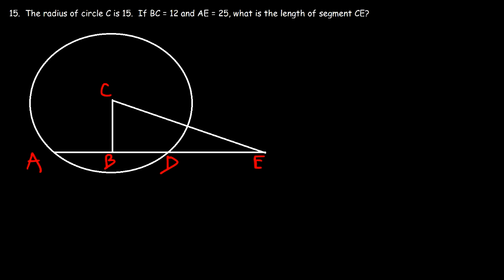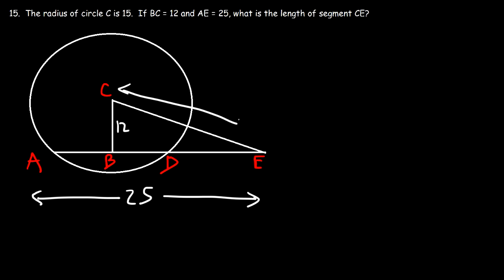Number 15. The radius of circle C is 15. If BC is 12 and AE is 25, what is the length of segment CE? So AE, that's 25 units. BC is 12. How can we calculate CE? So let's draw the radius of the circle from C to A. And notice that we can draw a right triangle here.